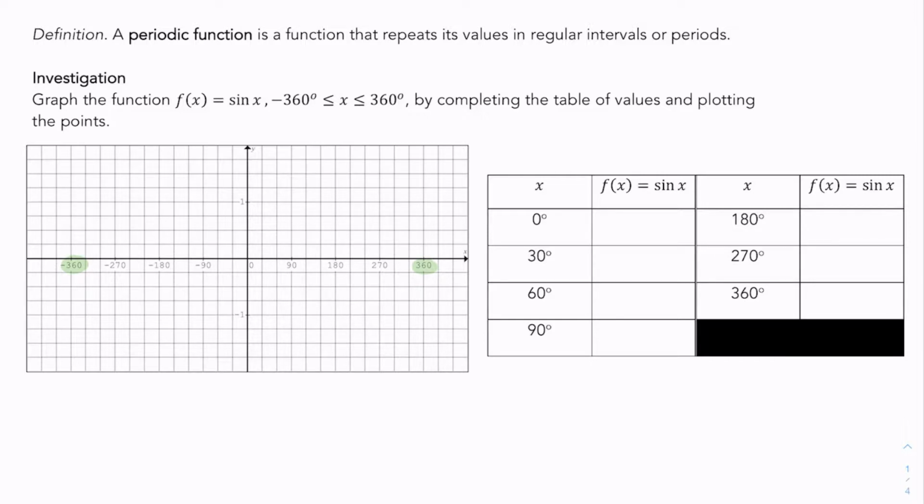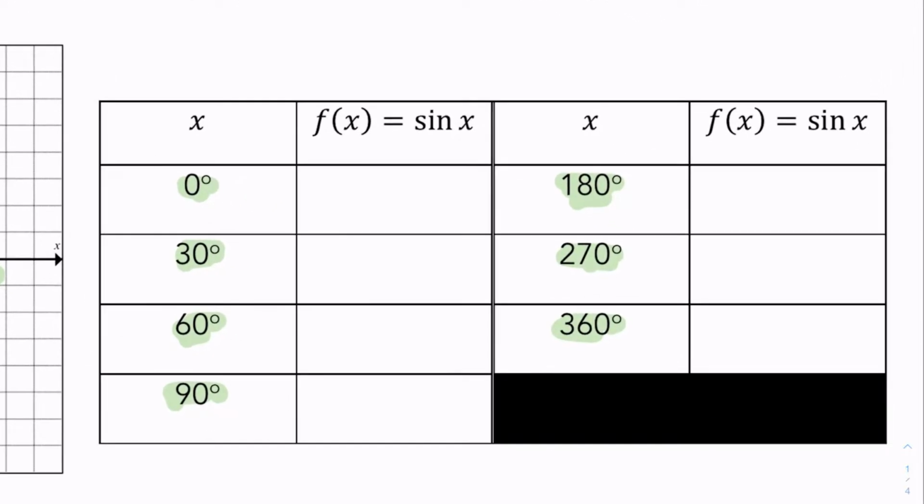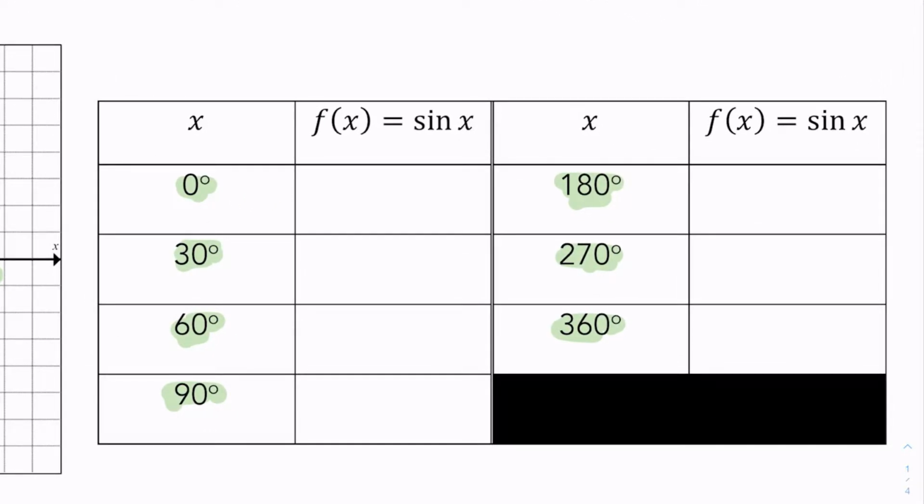I'm just going to take my calculator and evaluate the values of sine at various degrees. And you'll notice that the degrees I've chosen, 0, 30, 60, 90, 180, 270, might be familiar to you because they are actually the angles from the special triangles. So let's go ahead and start filling this in. I'm going to zoom in here. So sine of 0, that's quite clearly 0.